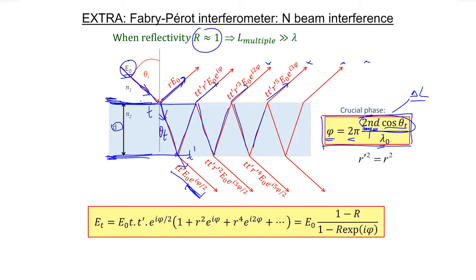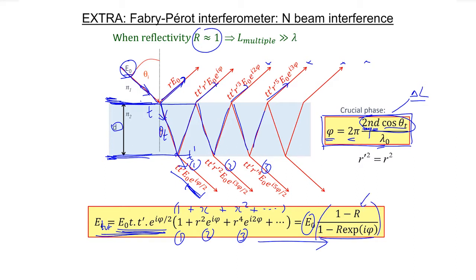Now, if you want to add all these contributions, you get a total field which is the first transmission, second transmission, third transmission, etc. And you again recognize the series 1 plus x plus x squared plus etc. that we saw previously. So with the previous math in mind, the total transmitted field is equal to the incident field multiplied by 1 minus r divided by 1 minus r multiplied by this phase factor.